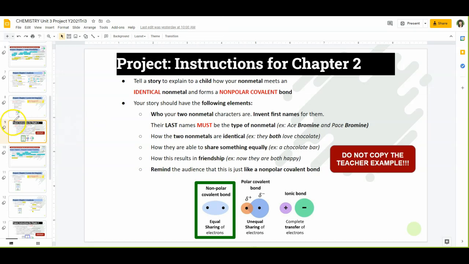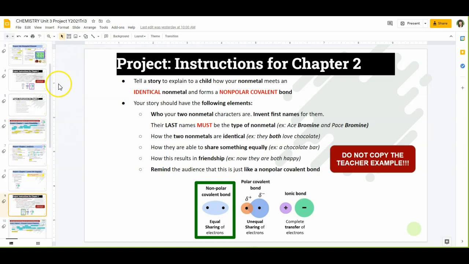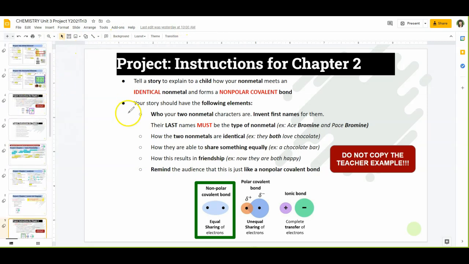You can see here the instructions on slide number 9 is to tell a story to explain to a child how your nonmetal meets its identical nonmetal and forms a nonpolar covalent bond. Remember that you should be using the nonmetal that you chose on slide number 3. It's going to be meeting itself, its identical self, so you'll be using 2 of the same nonmetal.